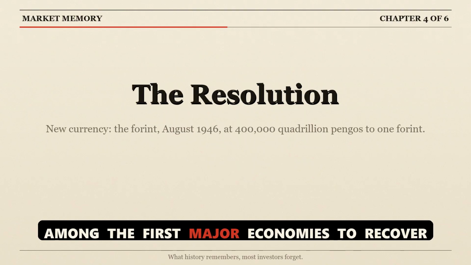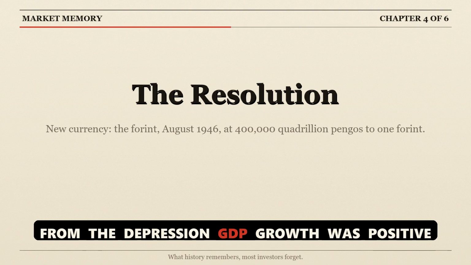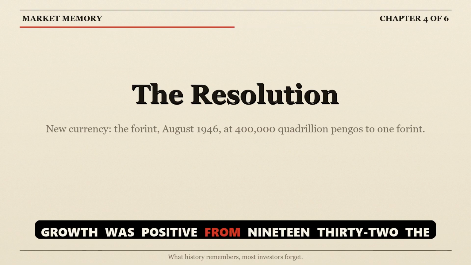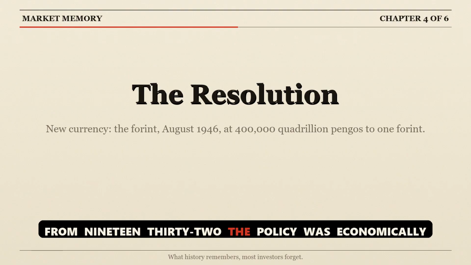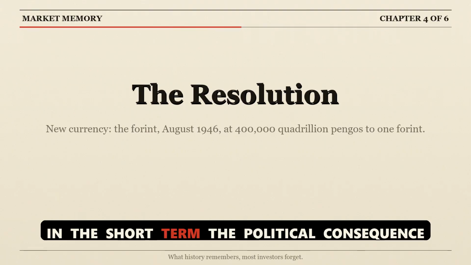Japan was among the first major economies to recover from the Depression. GDP growth was positive from 1932. The policy was economically effective in the short term.